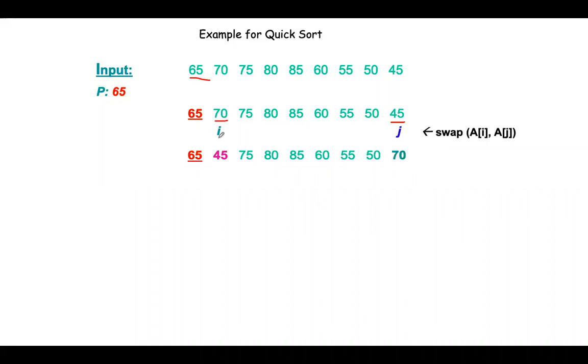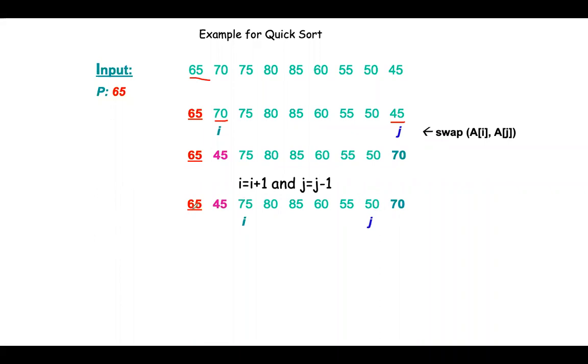Now I is present here, I should be incremented and j should be decremented. Again, based on what condition? I should be incremented, and then you have to check a of I greater than 65 or not. So I will increment the I value and check the condition. A of I is greater than 65. This condition is true. Decrement the j value.